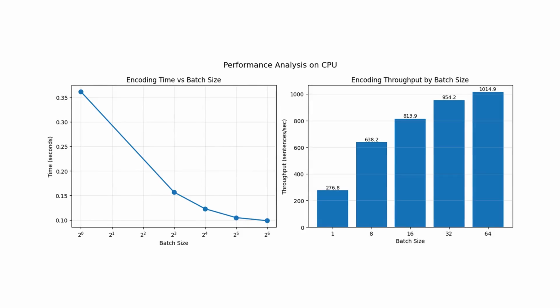The encoding time decreases as batch size increases, following a logarithmic curve that starts to flatten at larger batch sizes. The throughput bar chart shows we achieve nearly 4 times better performance with a batch size of 64 compared to processing sentences individually. On CPU, we're seeing good scaling up to batch size 64. On GPU, you'd typically see even better scaling, especially for larger batch sizes.